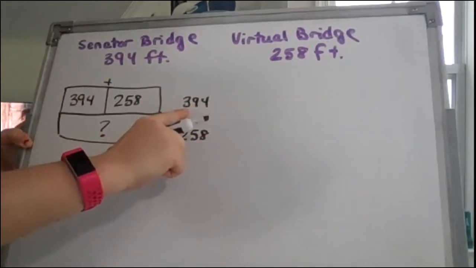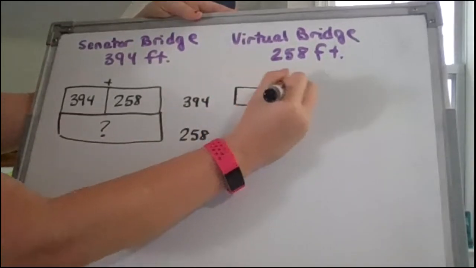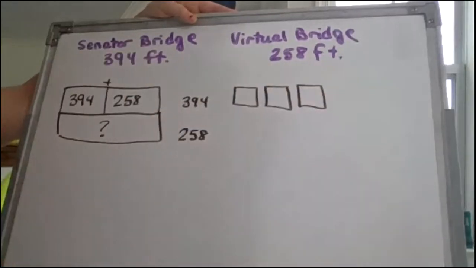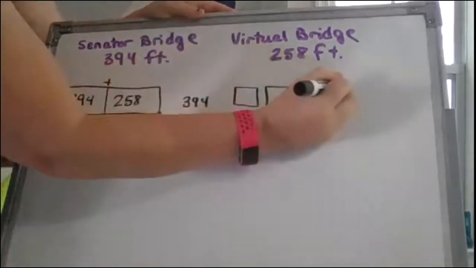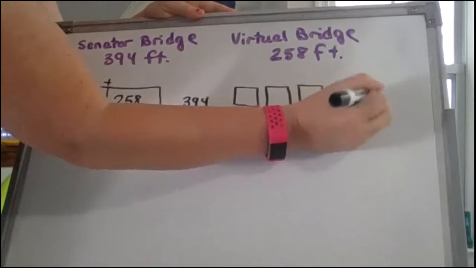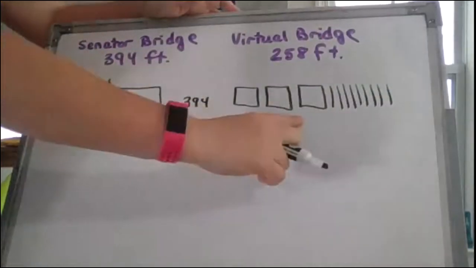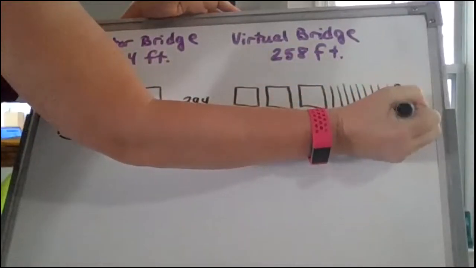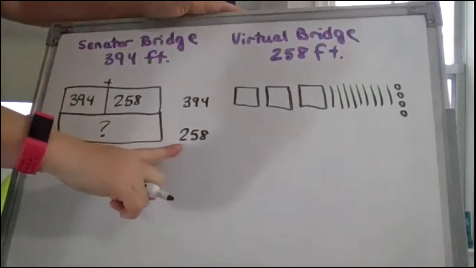394. I have a 3 in the hundreds place. I'm going to draw 3 hundreds. 100, 200, 300. Okay, I have 9 tens, so I'm going to draw 9 tens. 1, 2, 3, 4, 5, 6, 7, 8, 9 tens. Okay, 390, and 4 ones. 1, 2, 3, 4. Okay, 394.